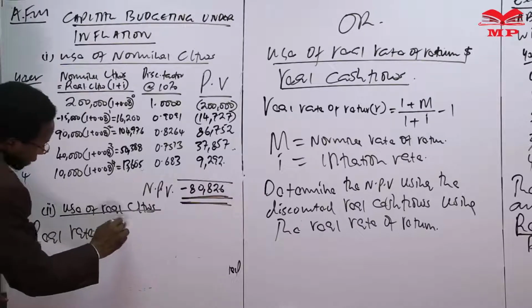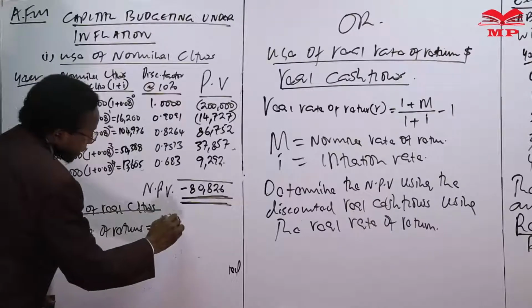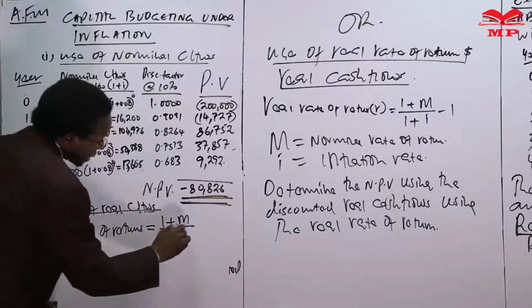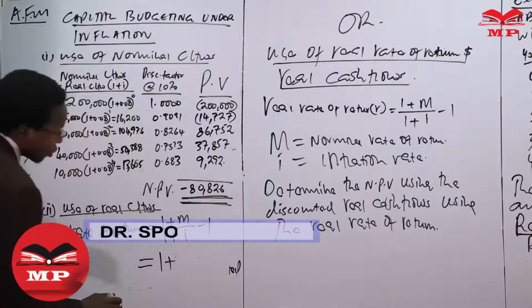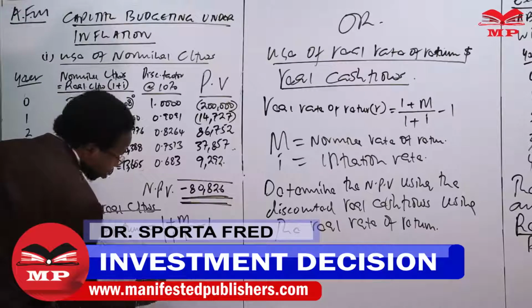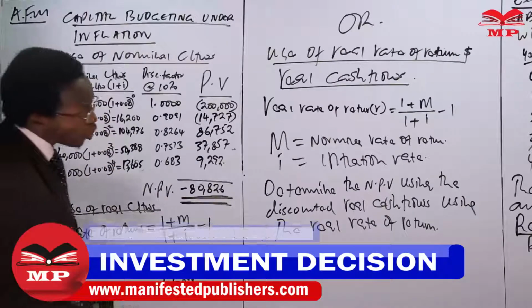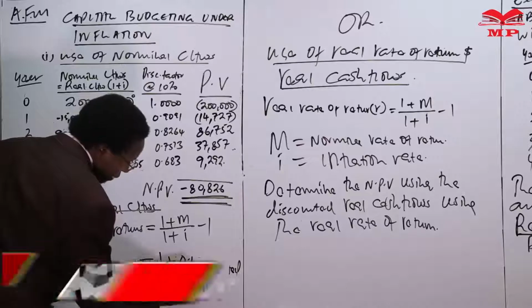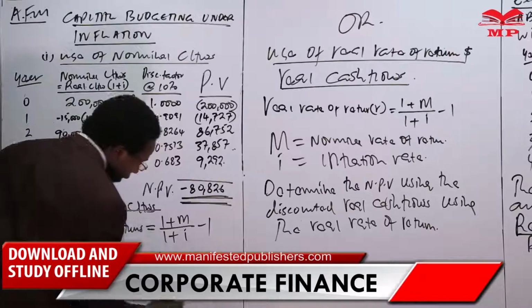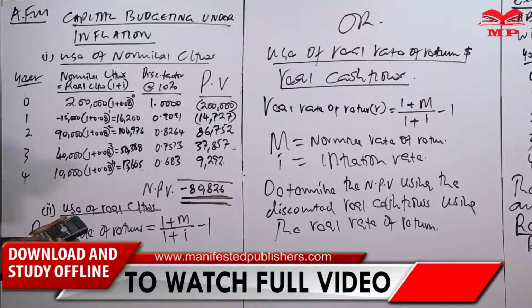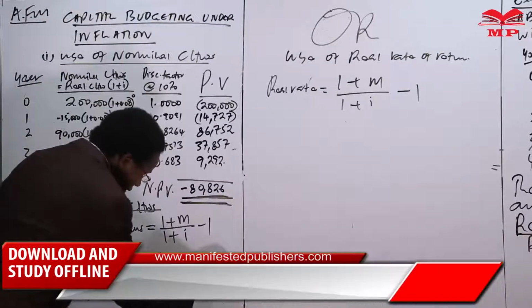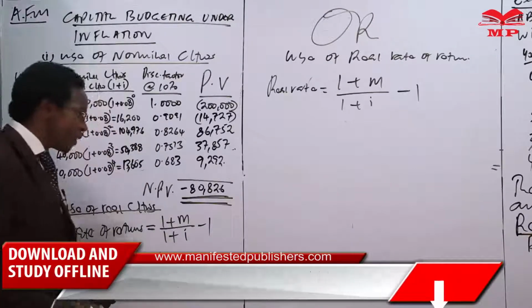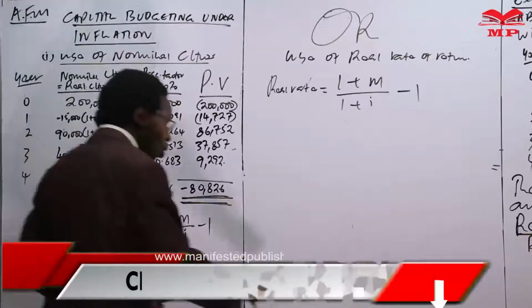Real rate of return, friends, remember, the real rate of return is 1 plus the nominal rate of return, divided by 1 plus the inflation rate, minus 1. So let's go directly and get it. What is the nominal rate of return? 10%, that's 0.1. Inflation is 0.08. Then I subtract 1. So how much would that come to? That's 1.1. I divide it by 1.08. So I'm getting that and I subtract 1. I'm getting 1.85%. Now from there, we'll continue.